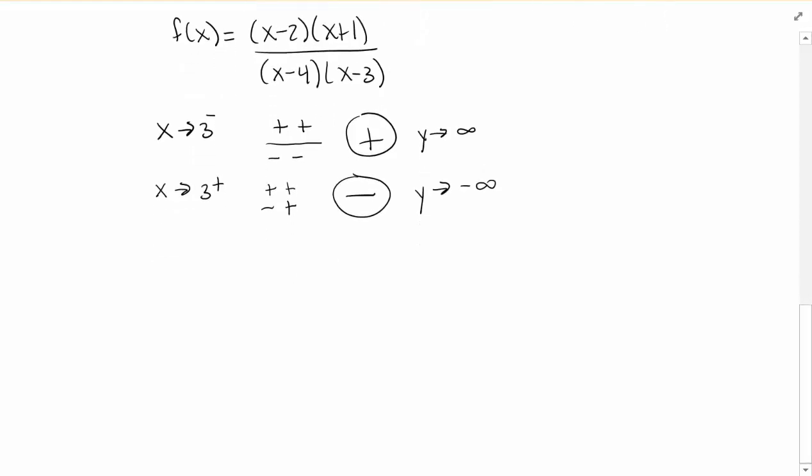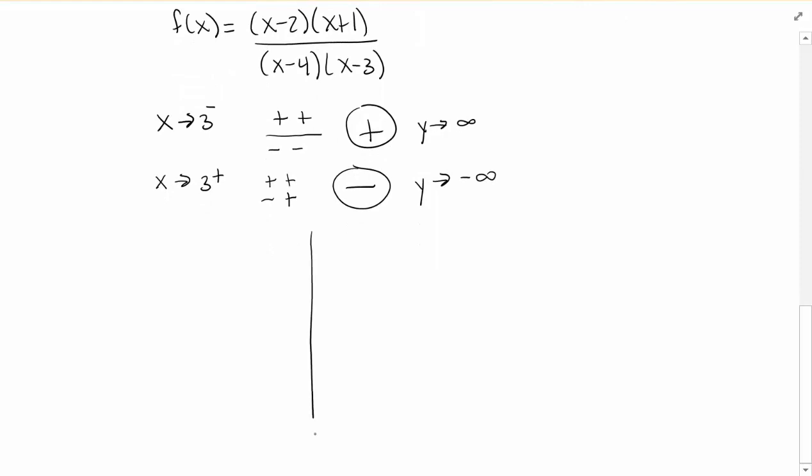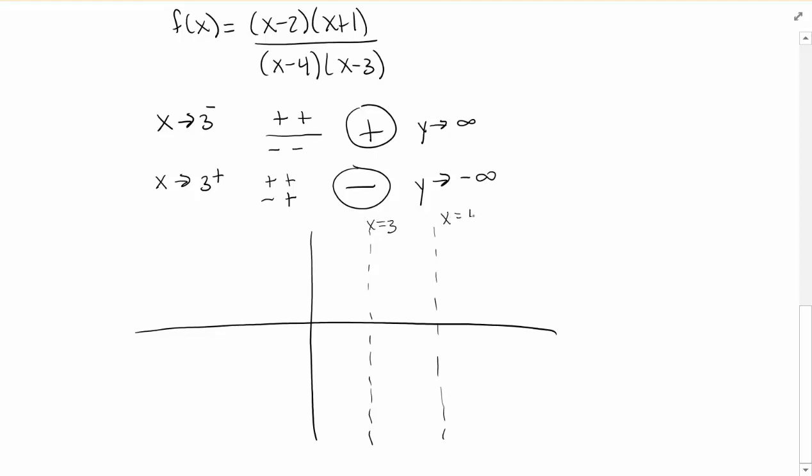So if we start drawing a little bit of this graph, I have vertical asymptotes. Let's say x is equal to 3 is right here, which is the one I'm working on. And I know I'm going to get to x equals 4 here in a second, so put a little space in there. My graph, as it approaches 3 from the left-hand side, we said that y is going to positive infinity, so it should be up here. And as x approaches 3 from the right-hand side, we said y was going down to negative infinity, so it should be down here. Okay?